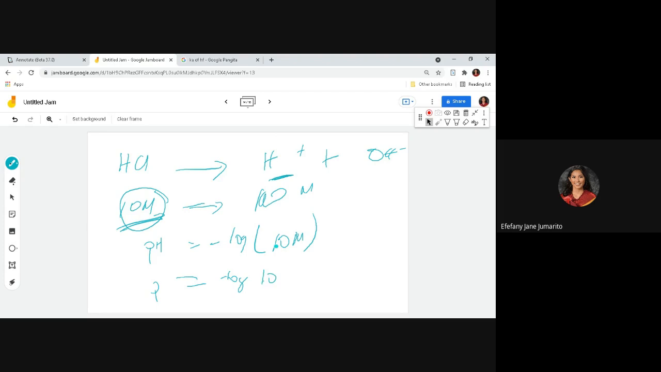Pila siya? 10, negative log. -1. -1? Okay, so it's very strong. Okay, very strong. So we have that one.